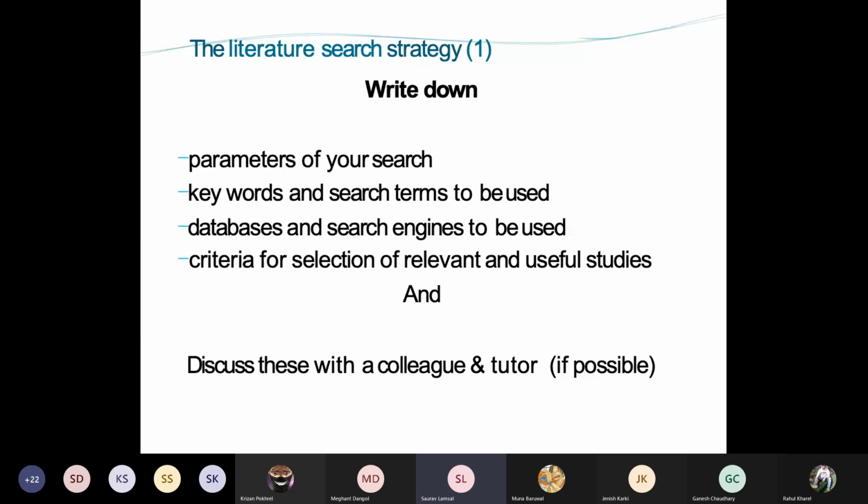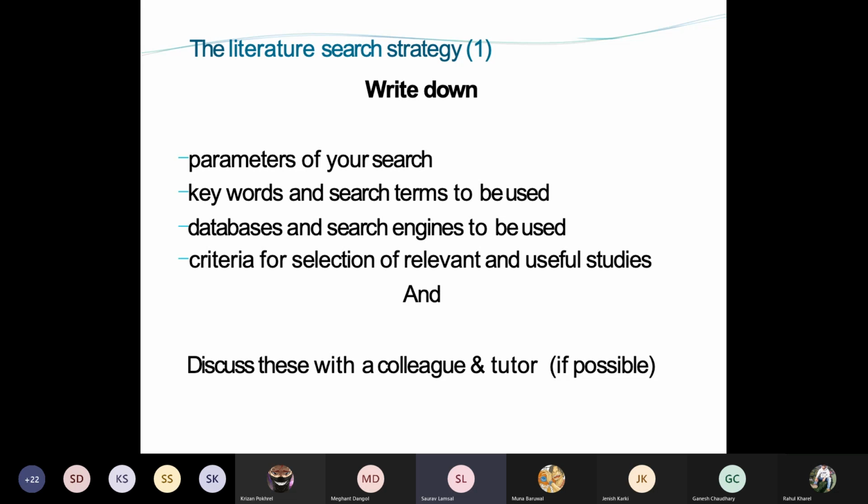Critically review means, what are the strategies while searching? You need to search for the parameters that are applicable for your research. You are going to search according to the parameters. Keywords and search terms are to be used. If there are any keywords associated with your research and search terms, you can use them while searching the literature.